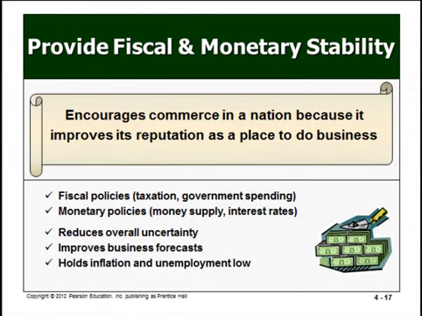The government in a market economy is to provide a stable fiscal and monetary environment. This is achieved by influencing inflation and unemployment rates through effective fiscal and monetary policies. Stability improves company forecasts and reduces risk associated with future investments.